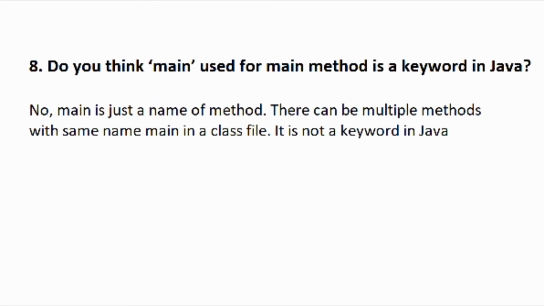8. Do you think main used for main method is a keyword in Java? No. Main is just a name of a method. There can be multiple methods with the same name main in a class file. It is not a keyword in Java.